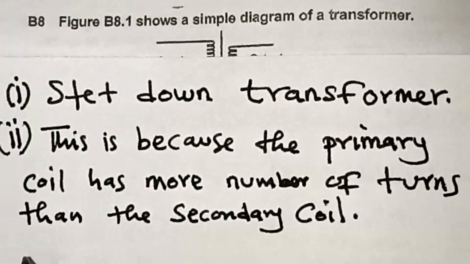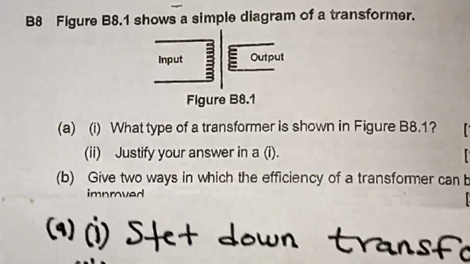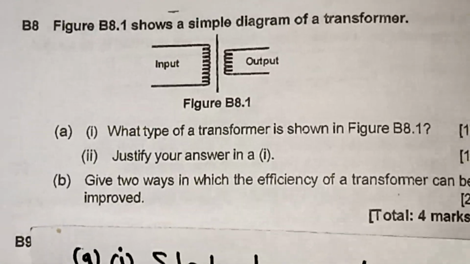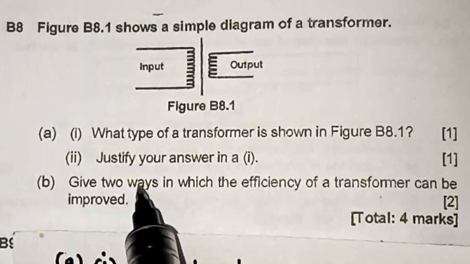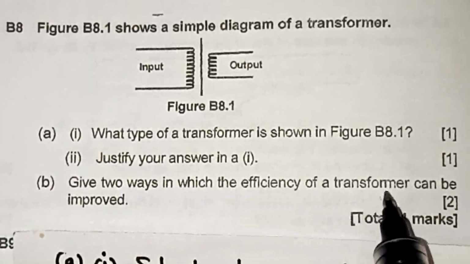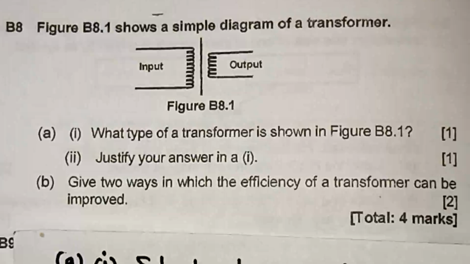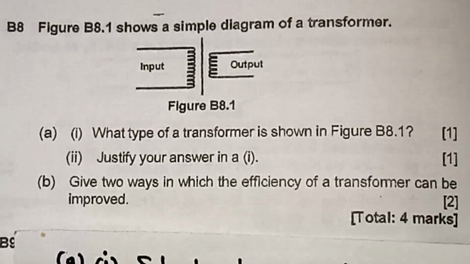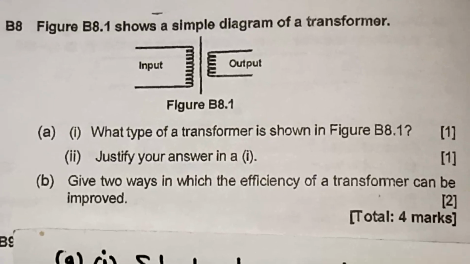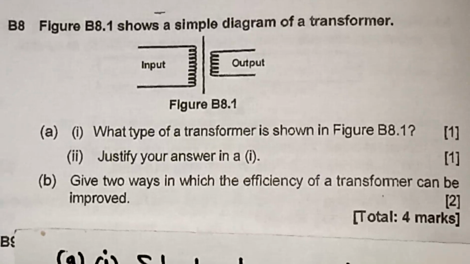Then you go to question B. Question B says: give 2 ways in which the efficiency of a transformer can be improved. They just want any 2 ways on how you can improve the efficiency of a transformer, or in other words, how a greater efficiency can be produced.